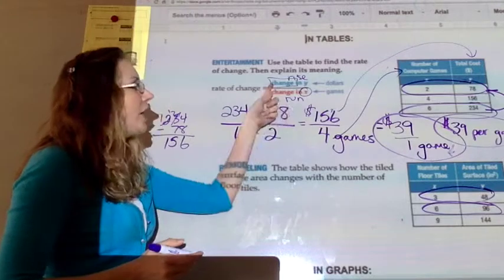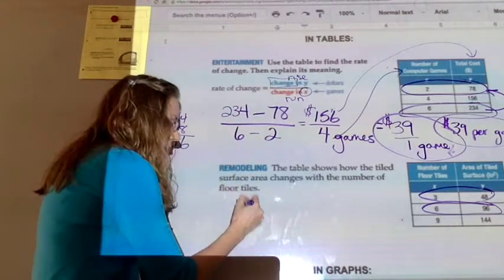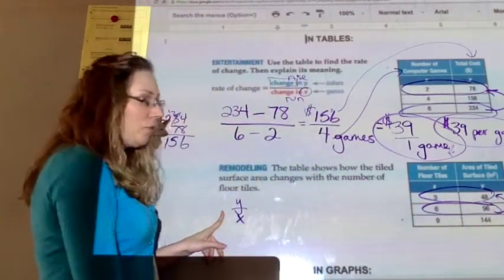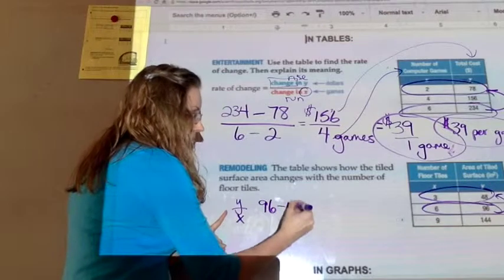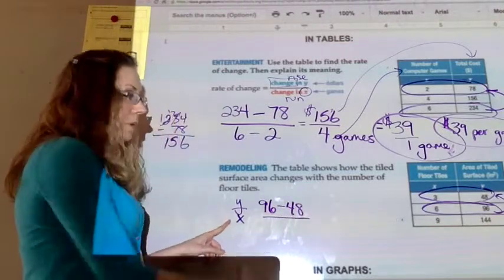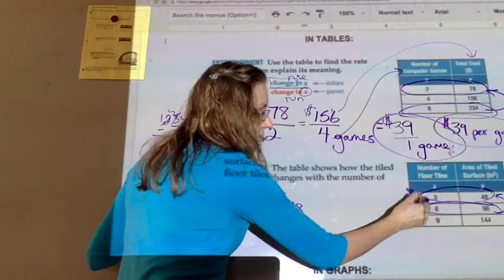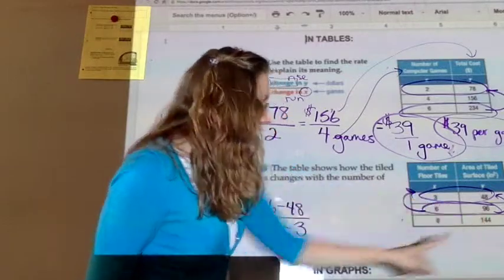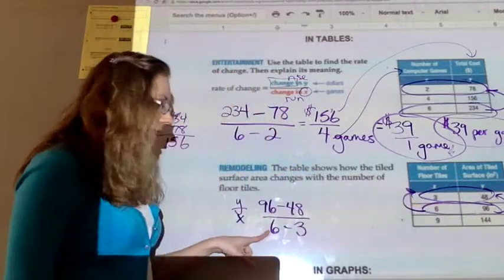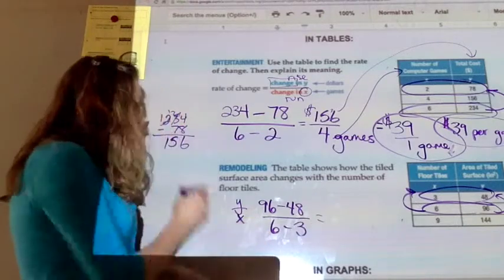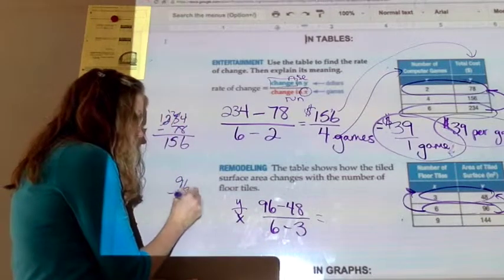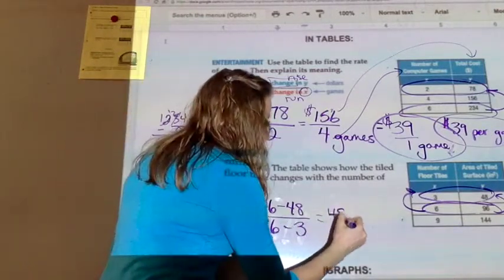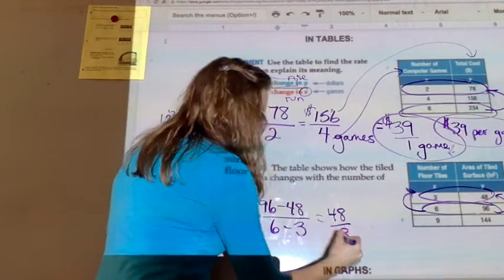Now from there, I'm going to do my change in y, my rise, okay? So I'm thinking y's over x's. I'm going to do 96 minus 48 over my change in x. If I start here for my x, I've got to go up to that one. 6 minus 3. Again, I started with 96 for my y's, so I have to start with the 6 for my x's on the bottom. Well, 96 minus 48, I borrow, and I get 48. Over 6 minus 3 is 3.